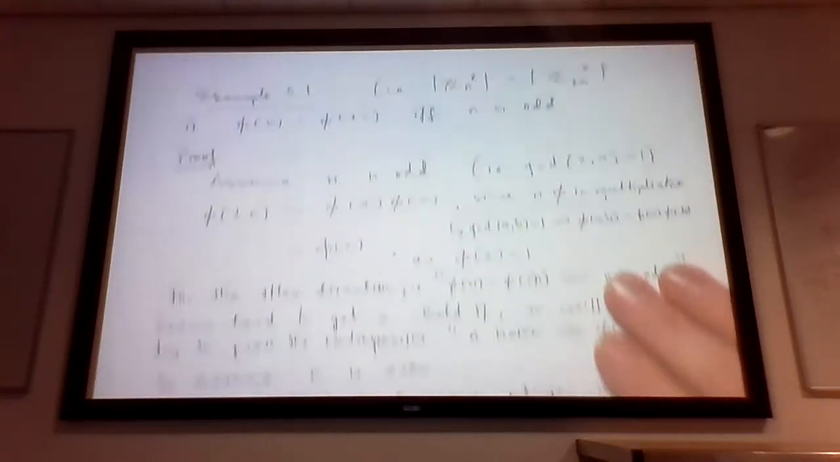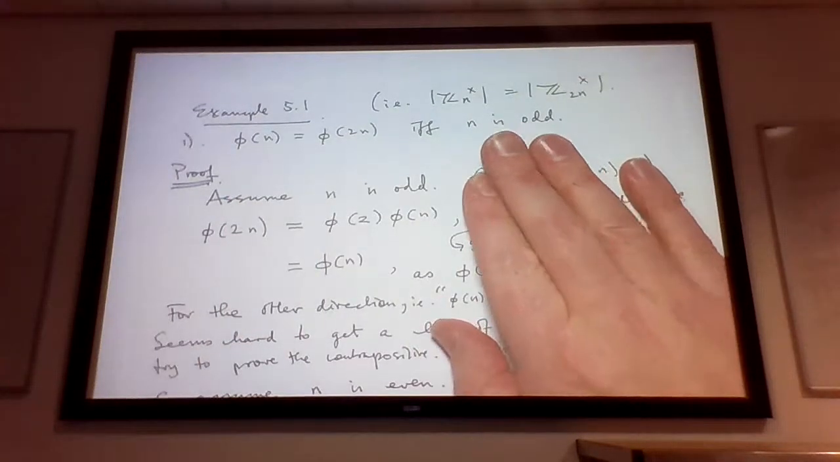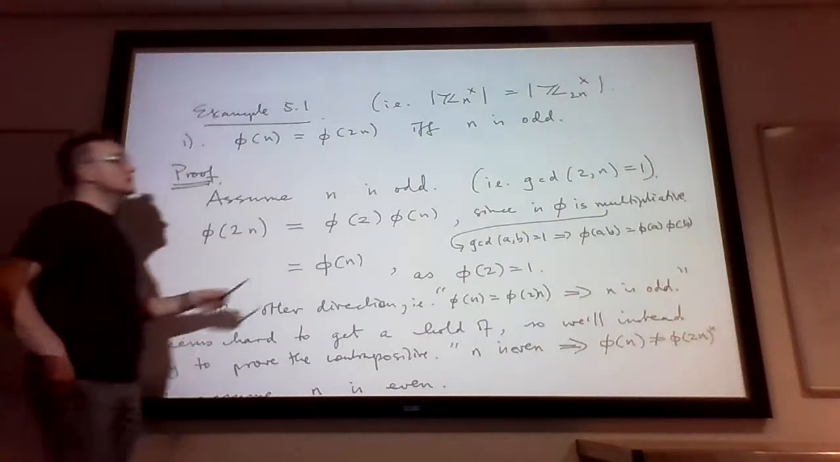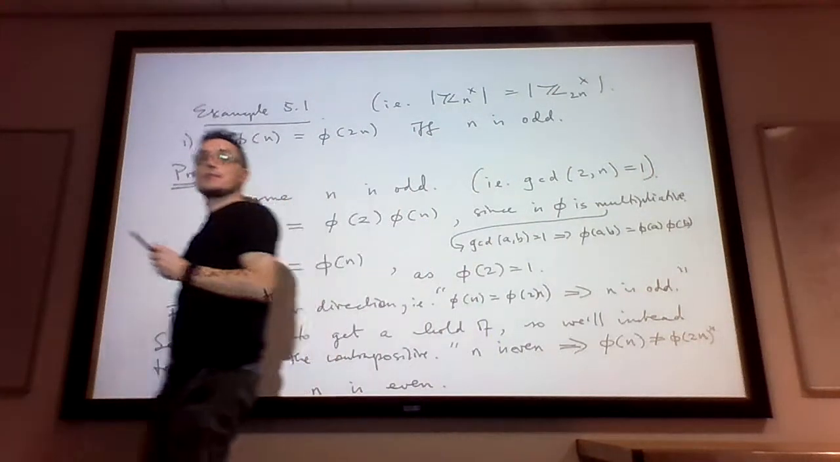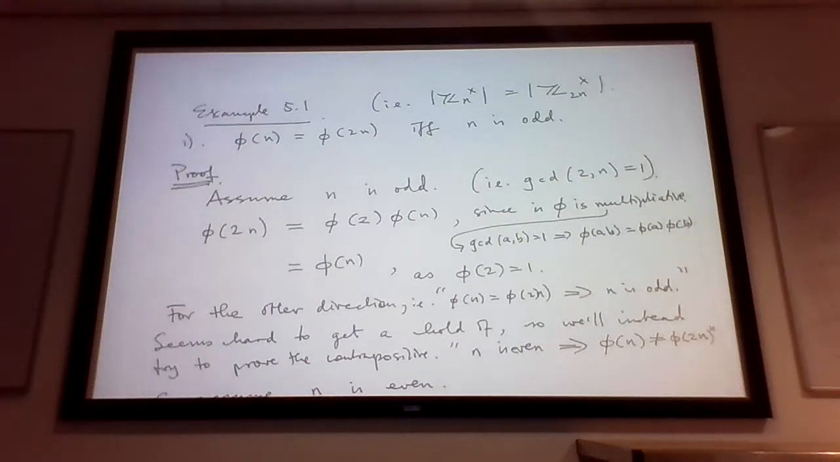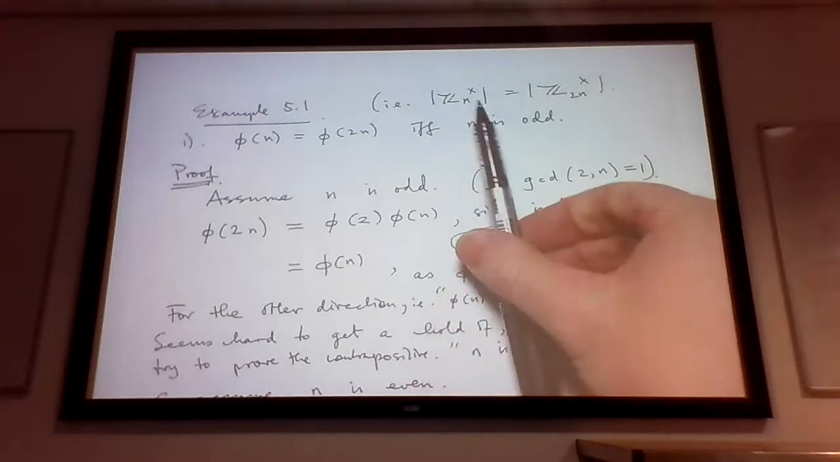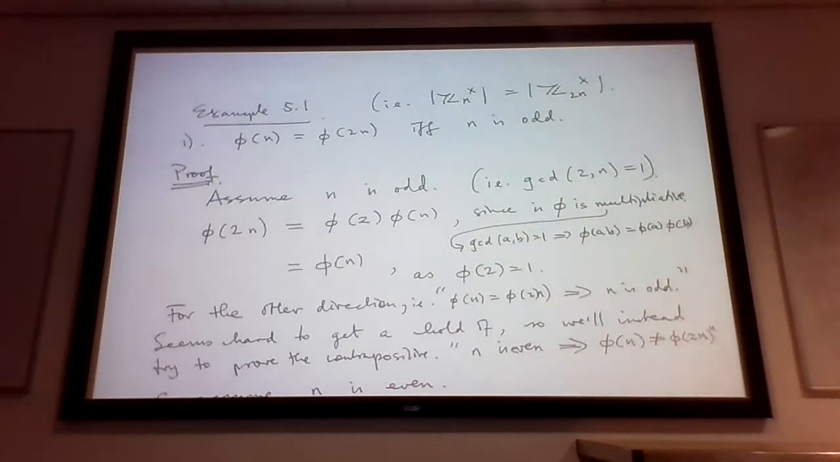Okay. So we know that for odd numbers n, these two groups have the same size. It's the same number of numbers that are co-prime to the modulus in both these cases.